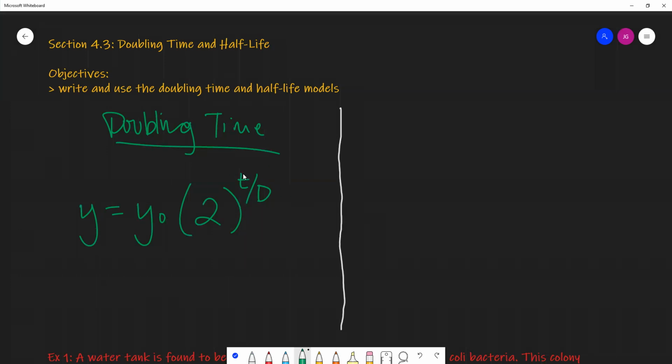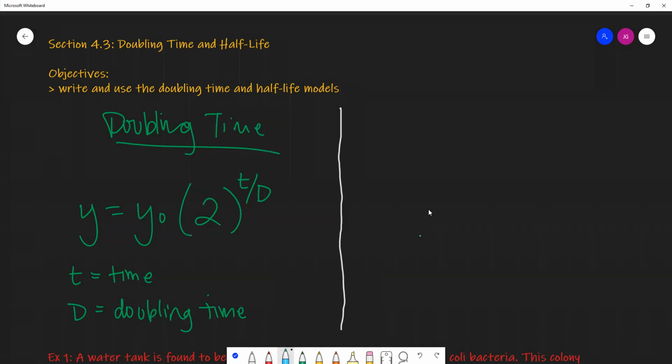So t is most often time, right? With doubling time and half-life, our variable up there is almost always just time. So t stands for time, and then d stands for the doubling time, the amount of time it takes for the quantity to double. And we'll most often be given d. Sometimes we're solving for t, sometimes we're solving for y naught, sometimes we're solving for y. It depends on the situation, right?